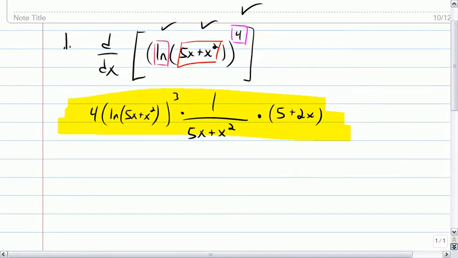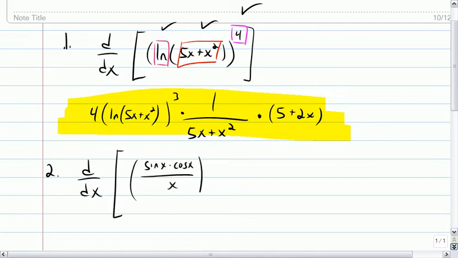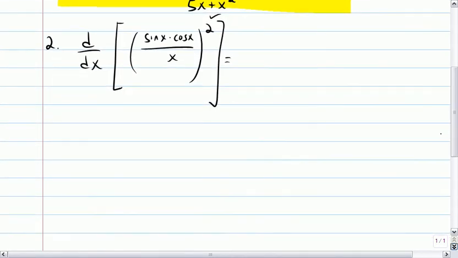Okay, number 2 was about combining rules to find derivatives. So we got sine x times cosine x divided by x to the 2nd power. So I see quotient rule, I see chain rule, and I see product rule. So the outermost function is the squared function. So the derivative of the outermost is 2 times, what you got, sine x times cosine x over x.